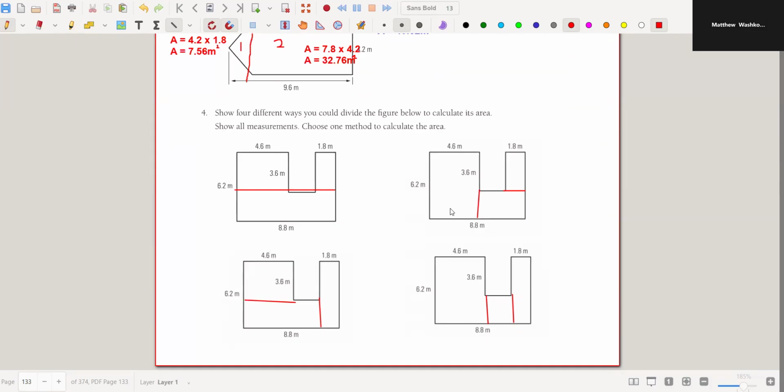For section 4, you're going to notice I have four shapes. You don't. I copied and pasted it. Lovely part of being on a computer. You could do it a couple ways. You could draw the lines in there. You could recreate the shape. I don't care what. The whole point here is showing that all four of these areas work to find the total area, which is 45.9 meters squared.